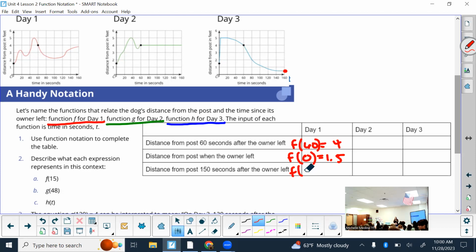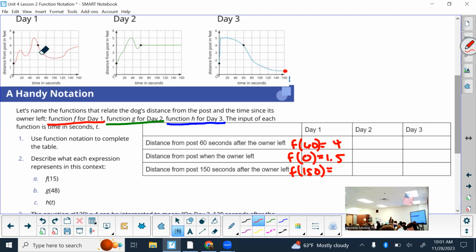What is X? An input or an output? An input, where we graph it on the X-axis. What's on the X-axis? Table 4. Time in seconds. So if I'm asking you to write this in function notation and it says distance from the post 150 seconds after the owner left, what needs to go in for the X? 150. So then table 5, what's going to be my output?